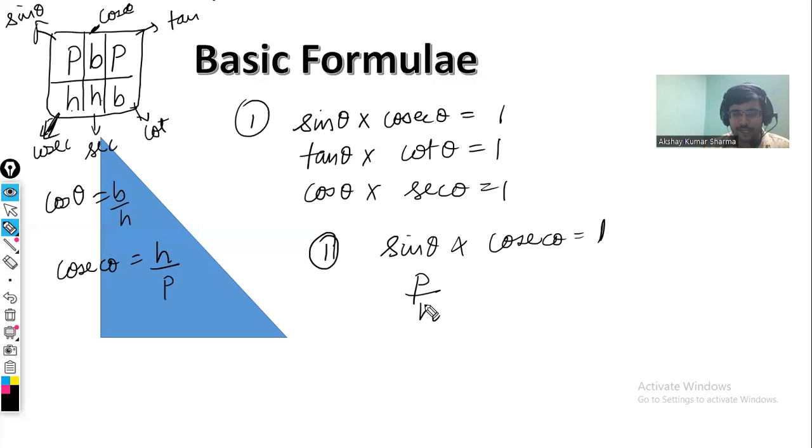So now sine theta is what? Sine theta is nothing but P by H. What about cosec theta, sir? Just now we have written that it is H by P. So you can clearly see that both H got cancelled, both P got cancelled, so we get one. So yes, it can be proved.